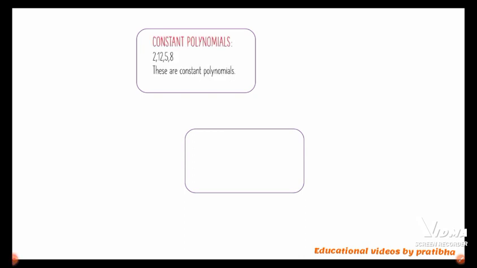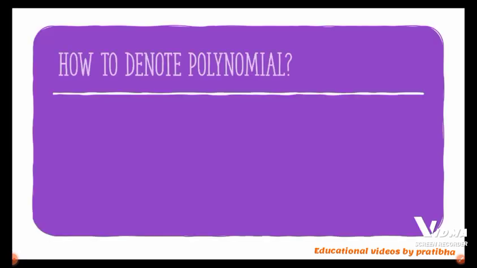Now let's solve the next questions from the same exercise. We need to look at another concept. If you see the constants 2, 12, 5, 8, if only constants are present, if only the number 2 is written, or the number 12, these are also polynomials, which we call constant polynomials. And if only 0 is there, then 0 is also a constant, and this polynomial is called the zero polynomial. Now how to denote a polynomial? To represent a polynomial, we can denote it as P of x, Q of x, R of y, S of u, like this.